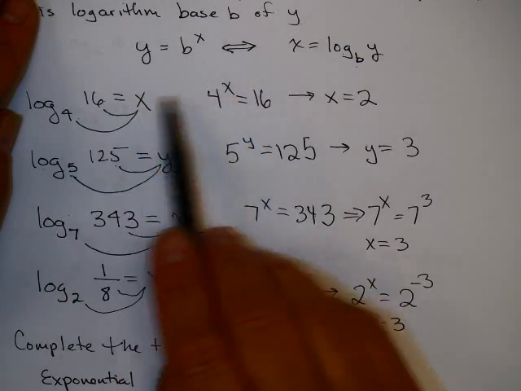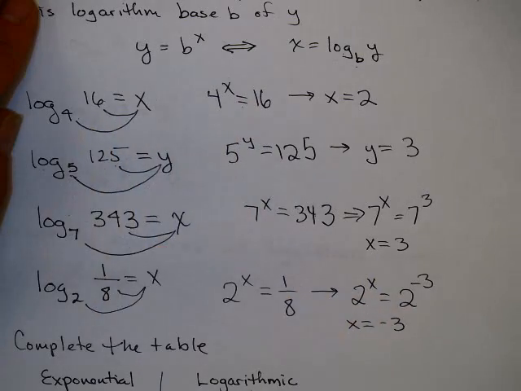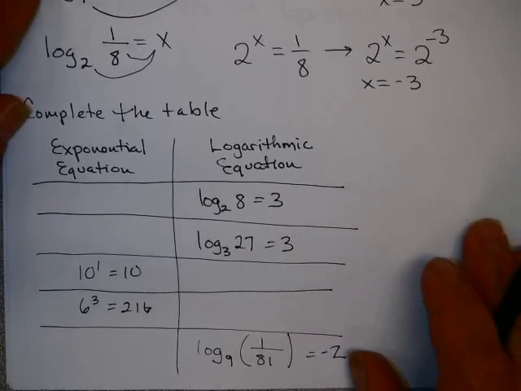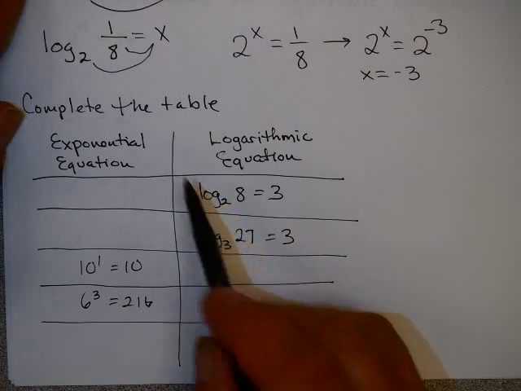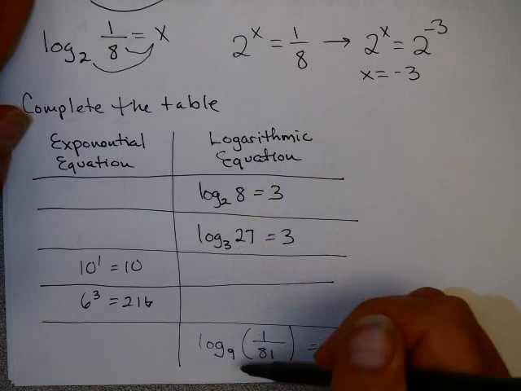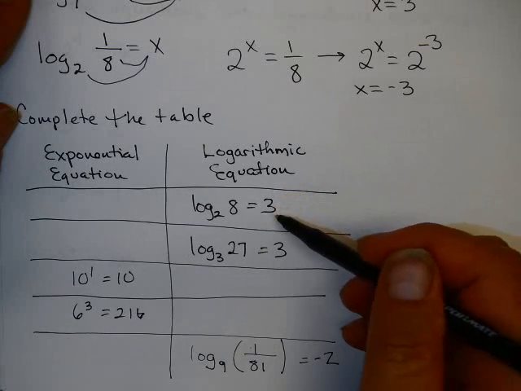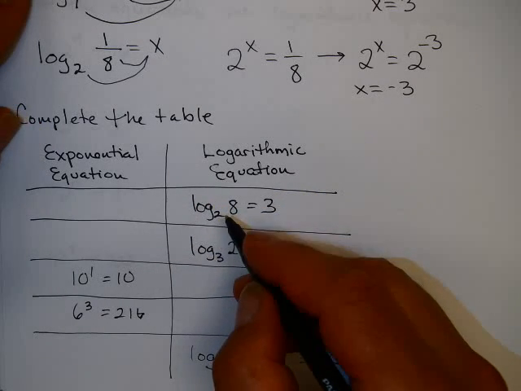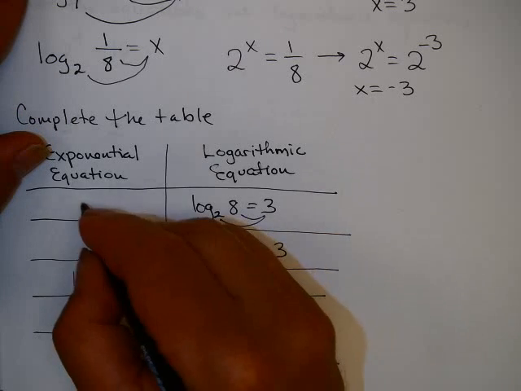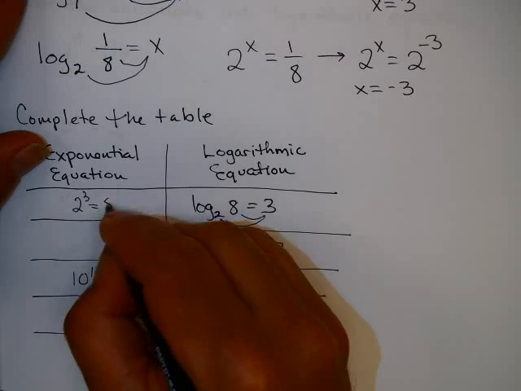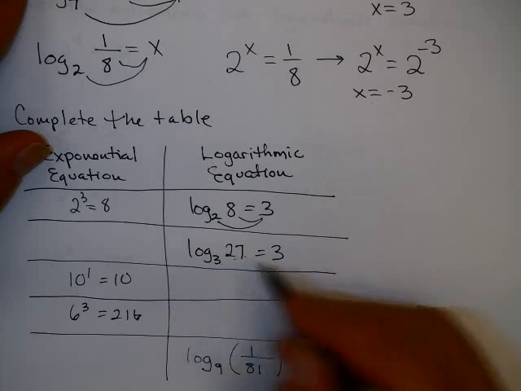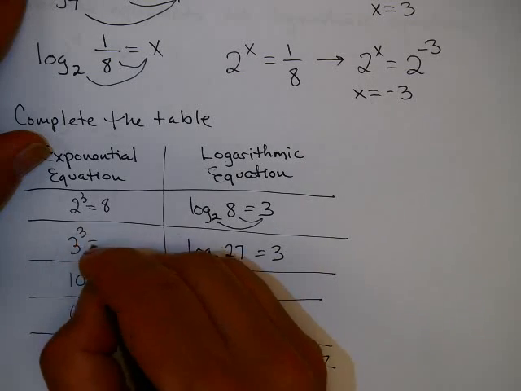Can you go back between exponential notation and logarithmic notation? So let's look at a table problem similar to one you might find on WebAssign. Here, you're given a column that says exponential equation, and a column that says logarithmic equation, and your idea is to convert from one to the other. So here, log base 2 of 8 equals 3 is the same as saying 2 to the third equals 8. Log base 3 of 27 is the same as what? 3 to the third power equals 27.